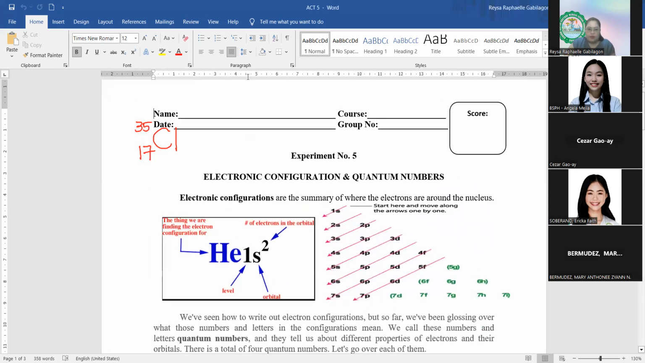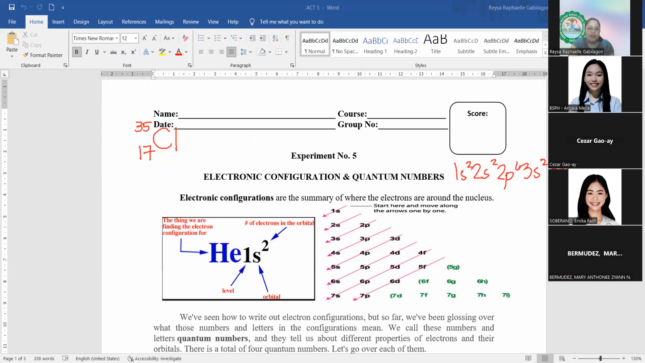Ayan. Sundan mo lang itong sequence natin dito. So our quota is 17. That's the number of electrons. So 1s2 ka start, and then 2s2, 2p6, 3s2. What's next? 3p. Wait lang. 2 plus 2, 4, plus 6, 10, plus 2, 12.